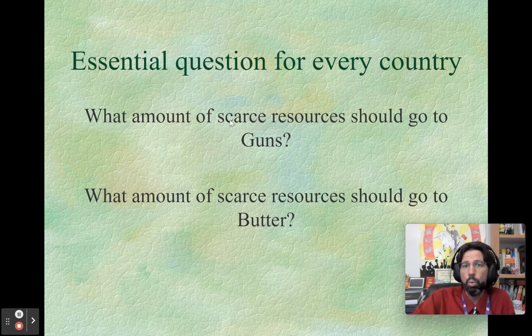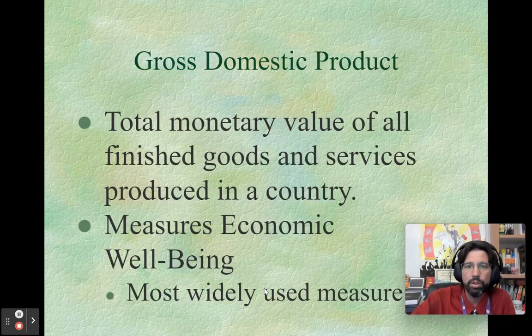And then in the end, it's what amount of scarce resources should go to guns and what amount of scarce resources should go to butter? Because when it comes to it, you're not going to put everything towards guns or everything towards butter. There's going to be an opportunity cost. So if I have 10 resources, if I put 9 to butter, only 1 could go into guns. That's the opportunity cost. If I put 6 into butter, then only 4 could go into guns. That's an opportunity cost. And of course, vice versa, if you had 10 resources.